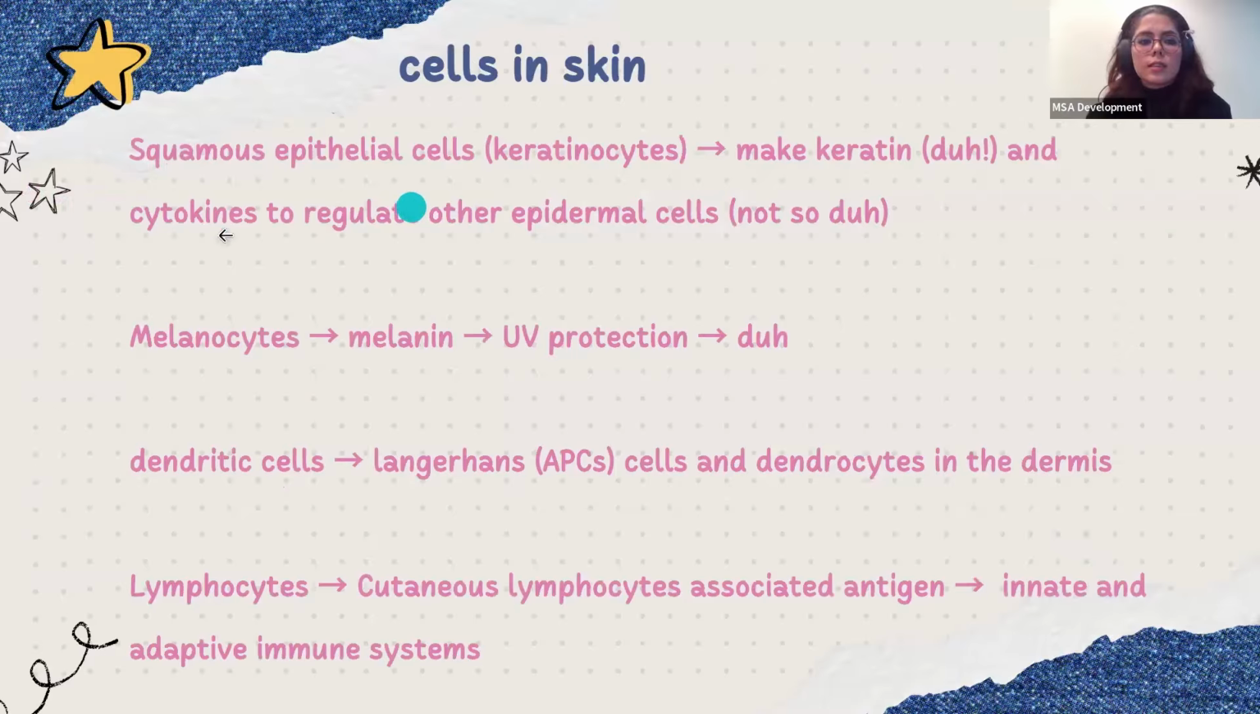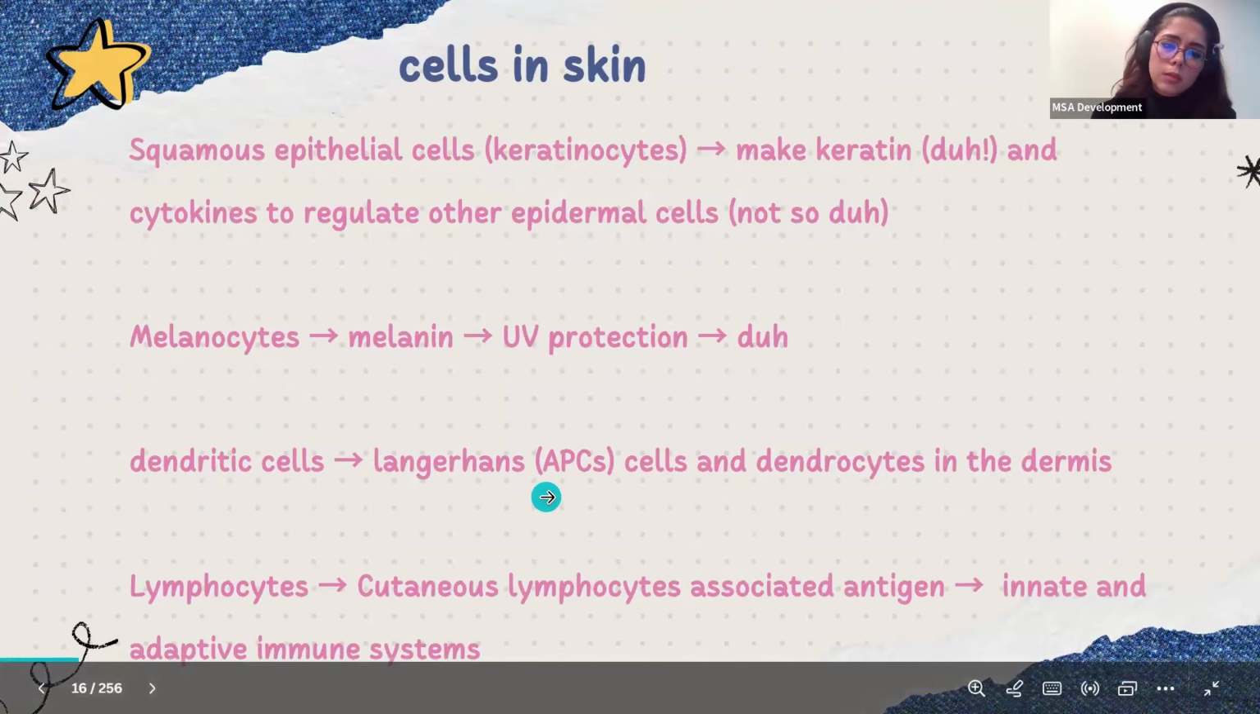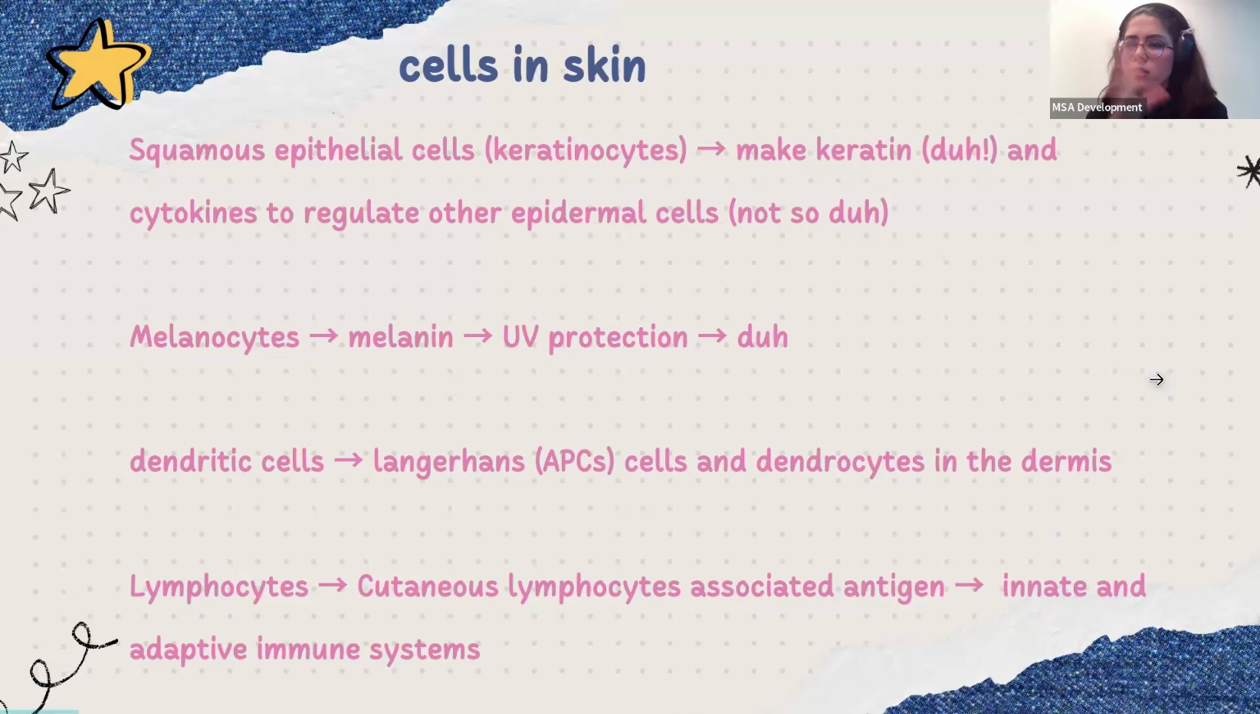Cells in the skin. You have the squamous epithelial cells, keratinocytes, they make keratin, duh, and cytokines to regulate other epidermal cells, not so duh. Melanocytes for melanin, UV protection, mentioned earlier. Dendritic cells: Langerhans, antigen-presenting cells, and dendrocytes in the dermis. Lymphocytes, cutaneous lymphocyte-associated antigen, innate and adaptive immune systems. Innate and adaptive is mainly in the dermis. You don't need to know the process. Just know the three main cells I feel are the most important and what they do.